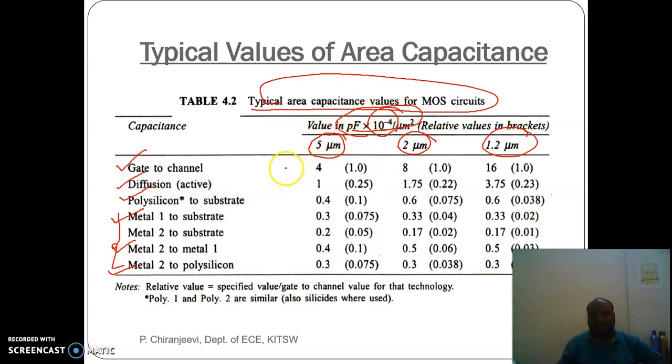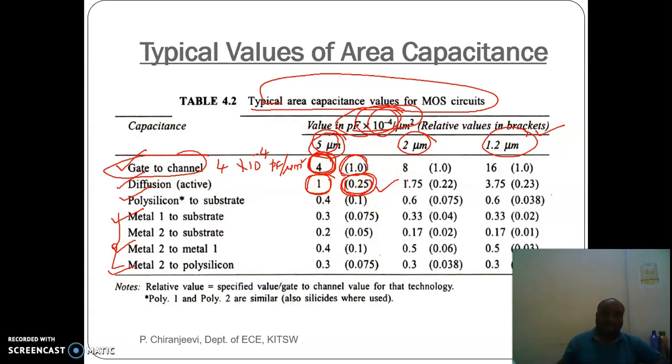For example, if you take one cell in this table, say the gate to channel capacitance, the representation here is 4. This means in 5 micrometer technology, gate to channel capacitance is 4 into 10 power minus 4 picofarad per micrometer square. Whatever is shown in the brackets is the relative value. Below this one we have 0.25. This is the relative value, meaning diffusion capacitance 1 divided by gate to channel capacitance 4, so its relative value is 0.25.